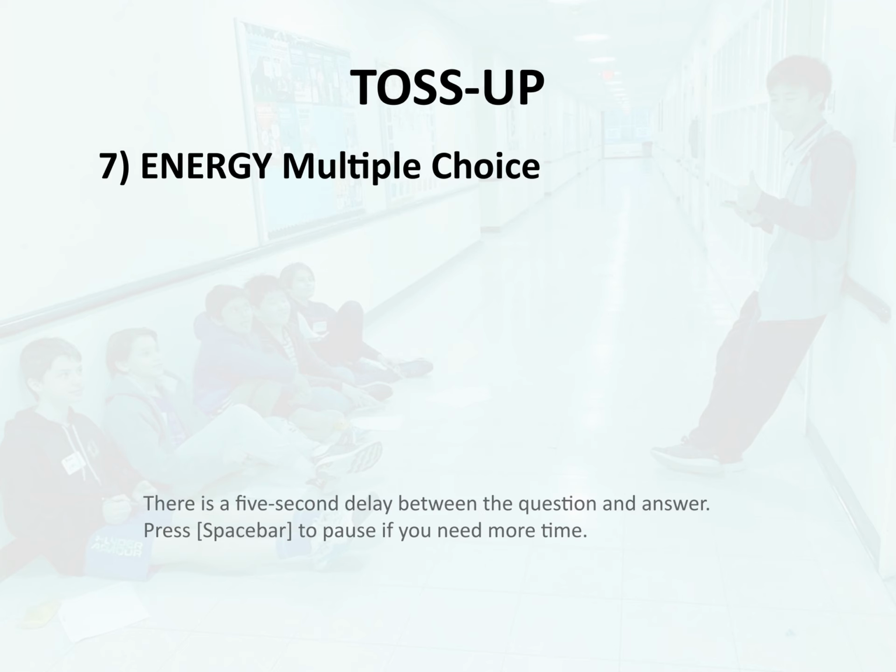Toss-up 7. Energy. Multiple choice. What is the amperage in the following circuit? 14-volt power source and 4 7-ohm light bulbs in series. W. 14 amperes. X. 2 amperes. Y. 1 over 2 amperes. Z. None of these.